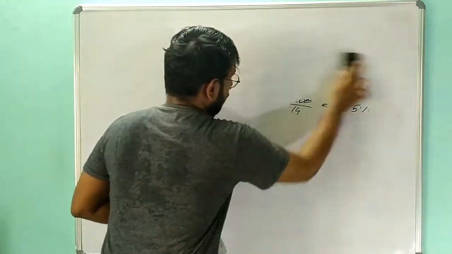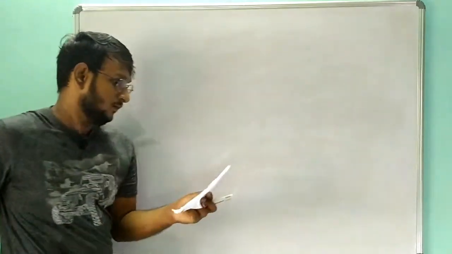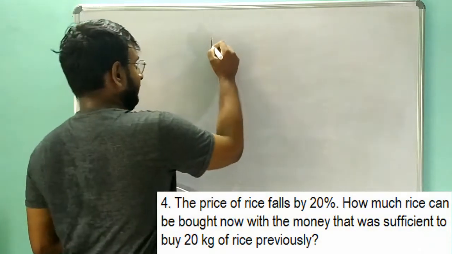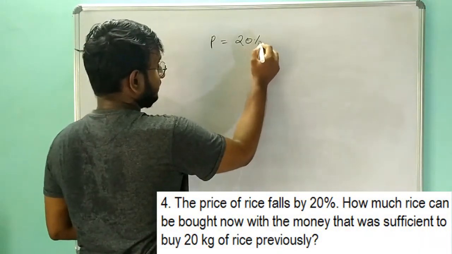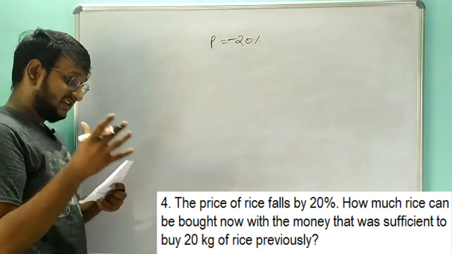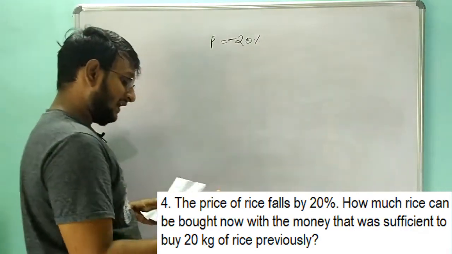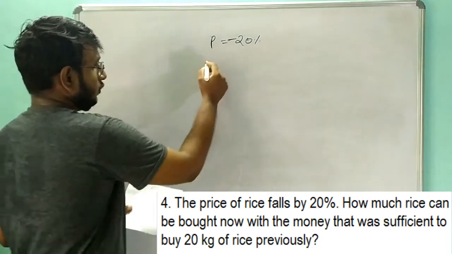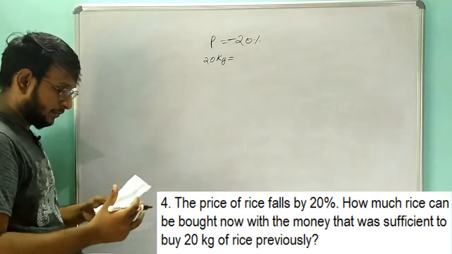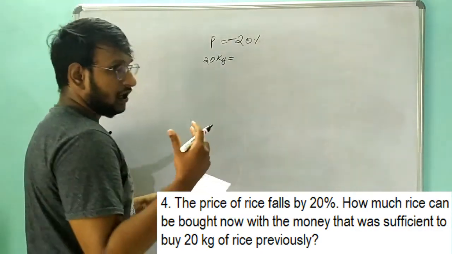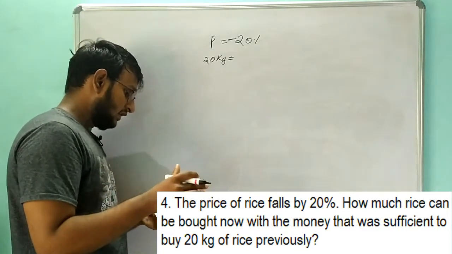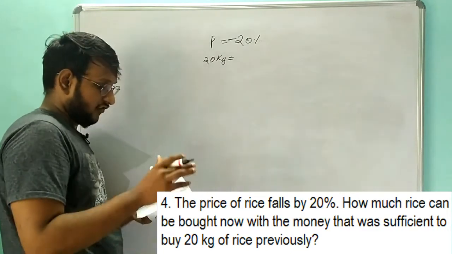Now we will see one of the moderate type of questions. The price of rice falls by 20%. Falls means decreases by 20%, so minus. How much rice can be bought now with the money that was sufficient to buy 20 kg? After the reduction in price, how much rice can be bought with the money that was sufficient for 20 kg of rice previously.